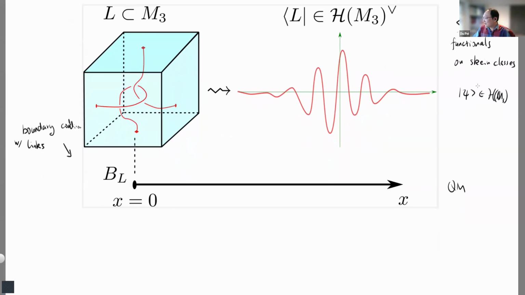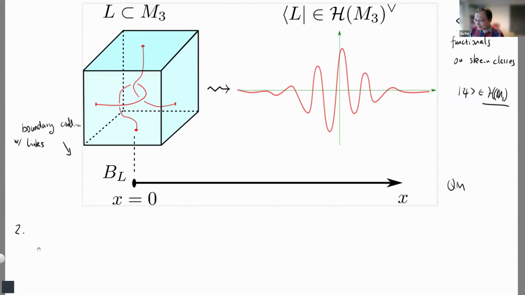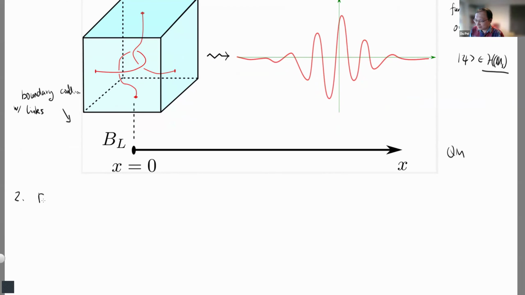So if one can use any states, all states in the Hilbert space, then that would be really good. But as mentioned, we don't completely understand this Hilbert space. So what should we do? So the next ingredient is a deformation.